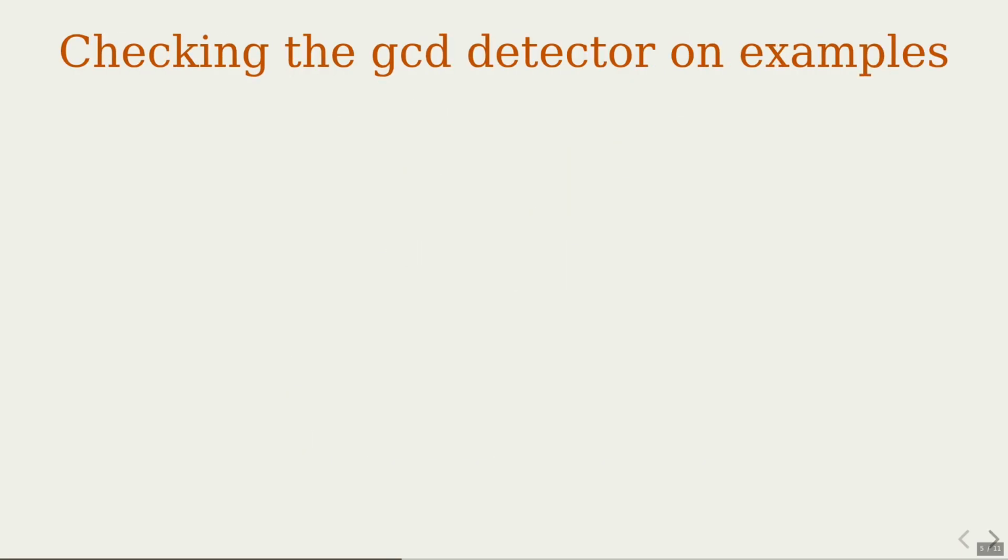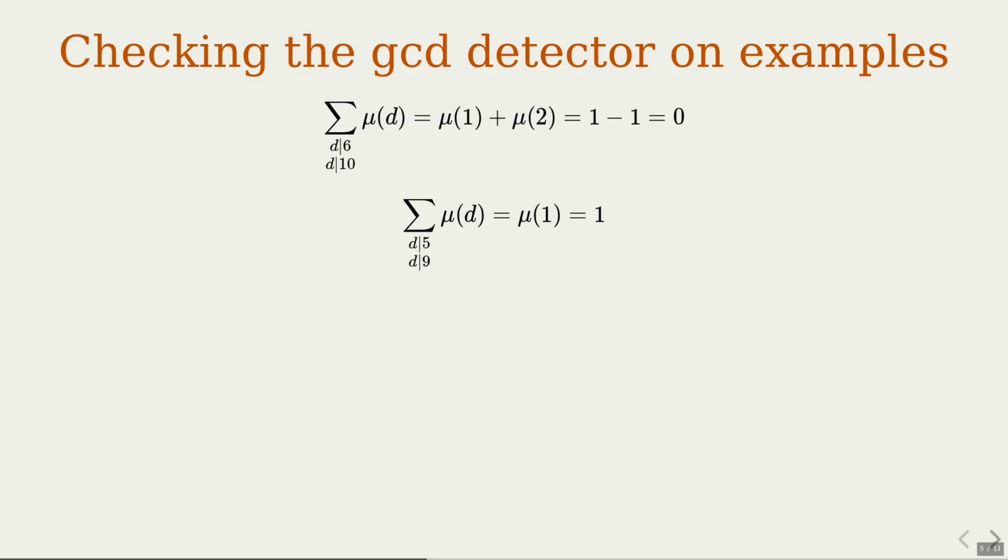Checking the GCD detector on examples. Let us test the detector on the pair 6 and 10. Their greatest common divisor is 2, so the common divisors are 1 and 2. The sum of mu over those divisors is 1 plus minus 1, which is 0, matching the fact that they are not coprime. Example where a is 6 and b is 10, with the greatest common divisor of 6 and 10 equal to 2.